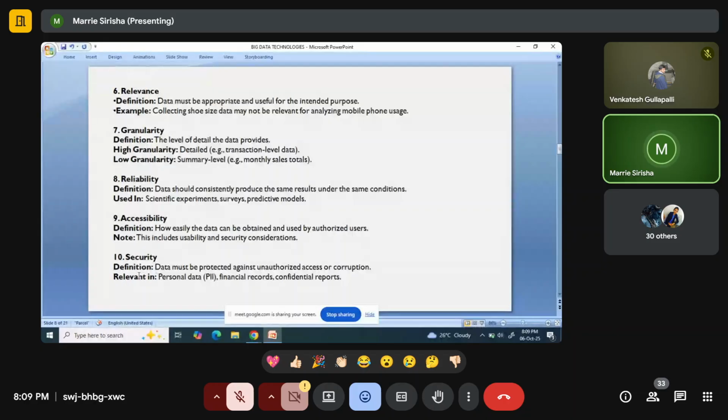Like you will have personal data, financial records, confidential reports that everyone, public cannot see. Public should not see that.